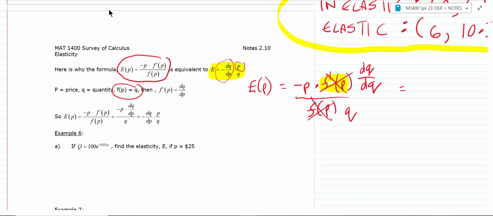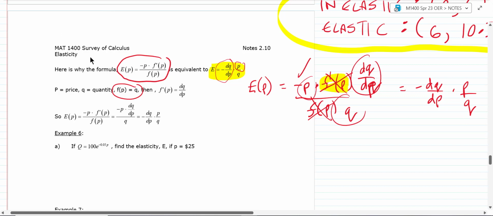Okay, so you end up getting the same formula. It's just you have this part, you have the negative, and then you have dq over dp right there, and then you have the p over q. So we're just going to do a couple of examples with working with the formula in this regard. So basically, all of the problems we did before, the price demand function was related to x and p. Now we're relating q and p, so we're going to use q to represent the quantity. So it's going to be the same thing, but it's just a little bit different notational system on this, okay?